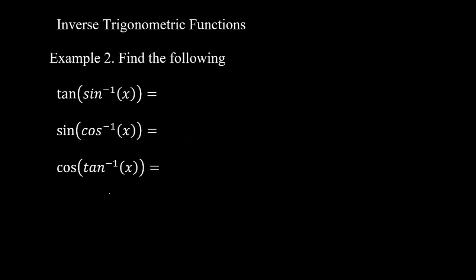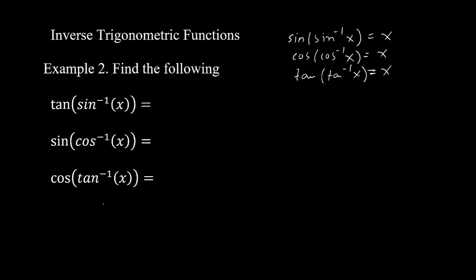Example 2, we need to find the following results: tan of sine inverse x, sine of cosine inverse x, and cosine of tan inverse x. So let us review some basic ideas we have from pre-calculus. It is known sine of sine inverse x is x, cosine of cosine inverse x is x, and tangent of tan inverse x is x.